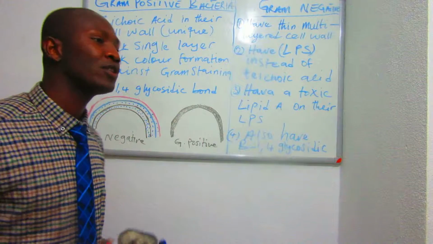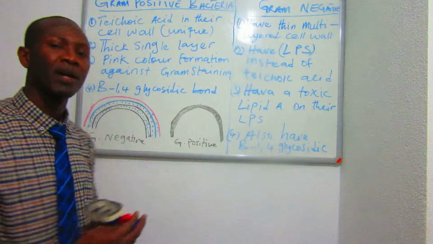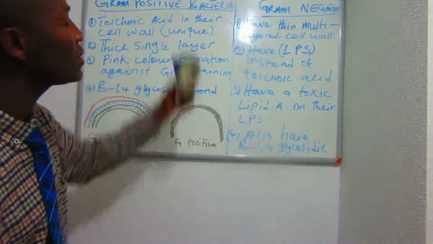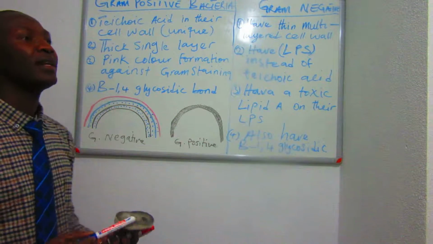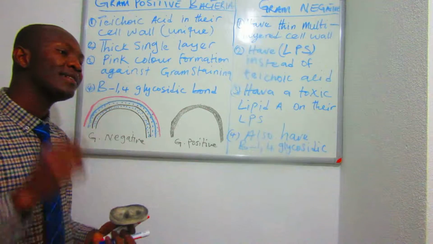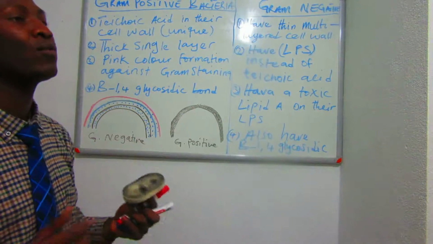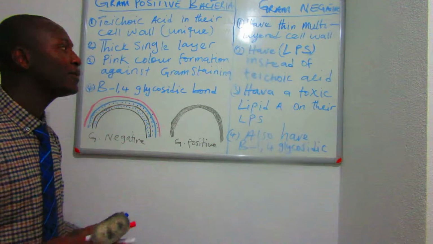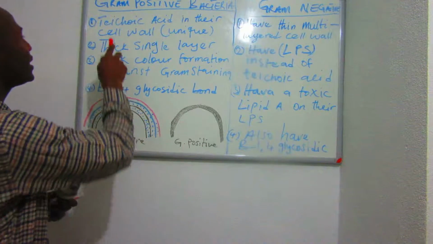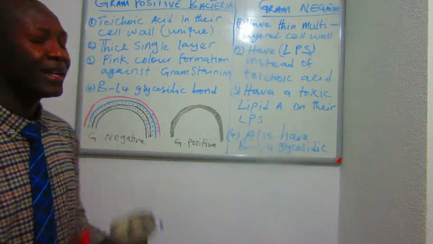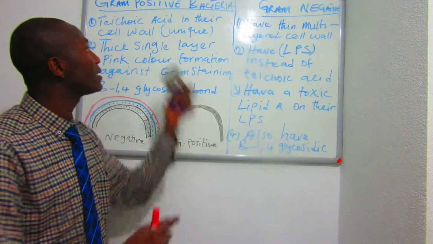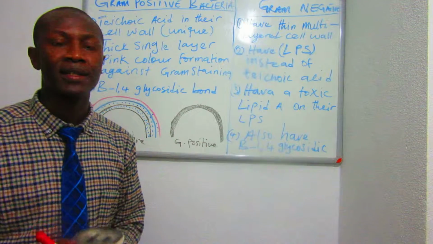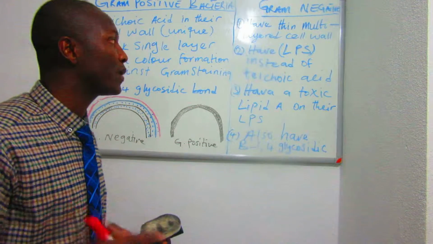When we look at the cell wall structure of these two types of bacteria, we see a lot of differences. To begin with the gram-positive bacteria, if you look at the peptidoglycan layer, that is the outer membrane of the cell wall of gram-positive bacteria, there is a specific substance that we call teichoic acid, and this is unique to only the gram-positive bacteria. You cannot find this in any gram-negative bacteria. This is one of the main differences between the two.